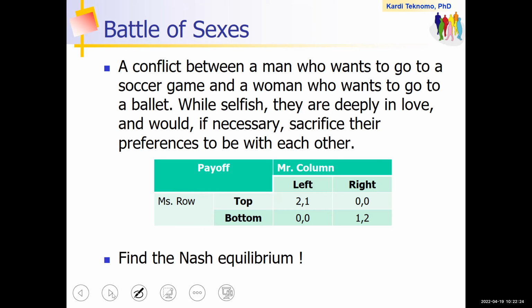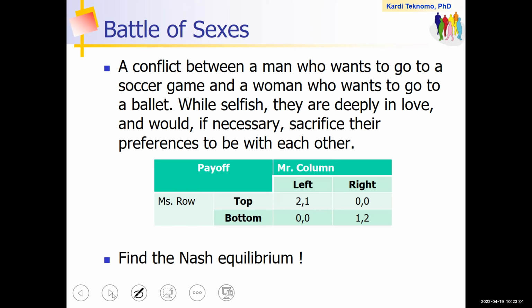So let's say we have two players, Miss Row and Mr. Column. Top maybe means soccer game, and bottom means ballet or whatever. So we have two strategies each. I call these top and bottom, and left and right. If Miss Row selects top and Mr. Column selects left, Miss Row will get 2, and Mr. Column will get 1, and so on.